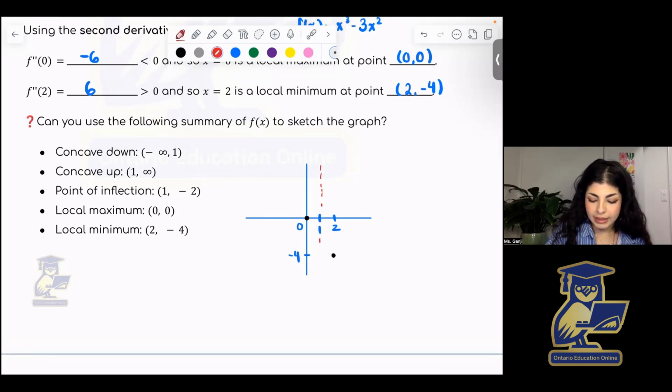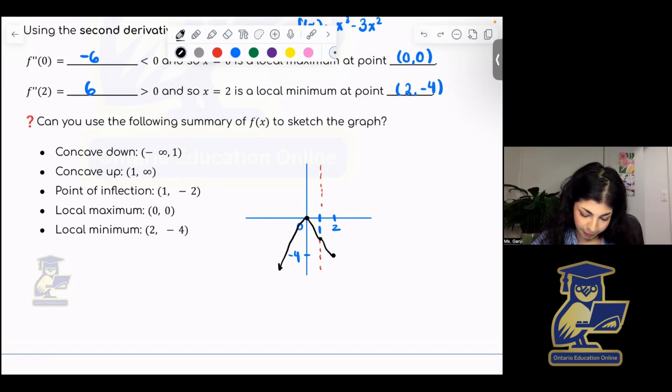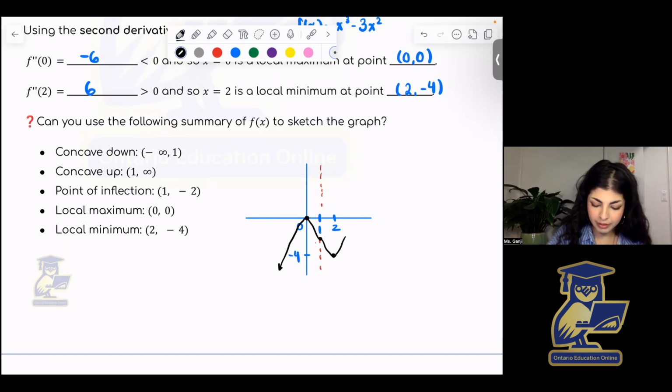For values of x less than 1, we have concave down. So if perhaps somewhere here is our point of inflection, then we have concave down here, something maybe like this. And then we have our change in direction and a local minimum there. Should be better connected there. There we go. And this goes up like here.